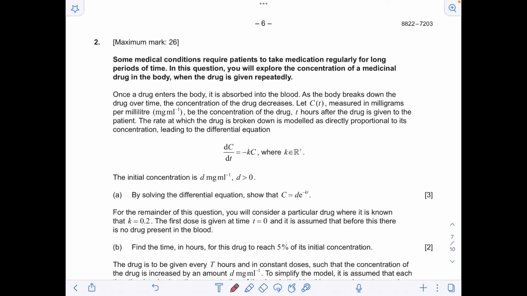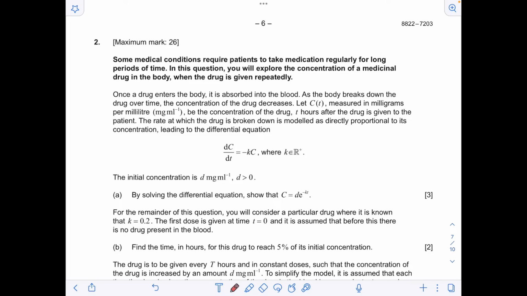In number 2, we'll start by reading the bold paragraph, which gives us some context. Some medical conditions require patients to take medication regularly for long periods of time. In this question, you will explore the concentration of a medicinal drug in the body when the drug is given repeatedly. Once a drug enters the body, it's absorbed into the blood. As the body breaks down the drug over time, the concentration of the drug decreases. Let C of t, measured in milligrams per milliliter, be the concentration of the drug t hours after the drug is given to the patient. The rate at which the drug is broken down is modeled as directly proportional to its concentration, leading to the differential equation dC/dt equals negative kC, where k is a positive real number. Initially, the concentration is D milligrams per milliliter, where D is greater than 0.